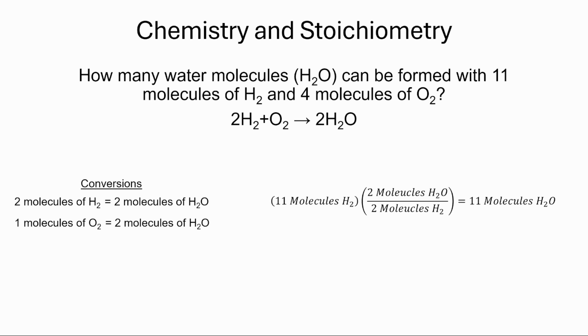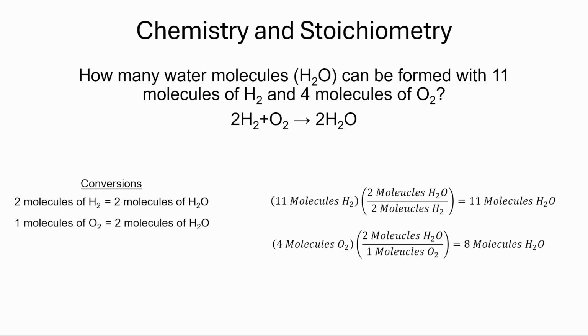So if we want to convert molecules of H2 to molecules of H2O, this is what we would do, where we would have 11 molecules of H2 with our conversion factor from H2 to H2O to give us that we can make 11 molecules of H2O, maximum with our H2 reactant. And if we do the same thing for our O2, we have 4 molecules of O2, and we can see we can make a maximum of 8 molecules of H2O.